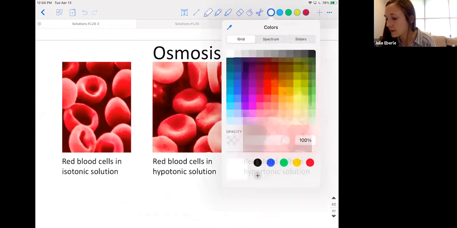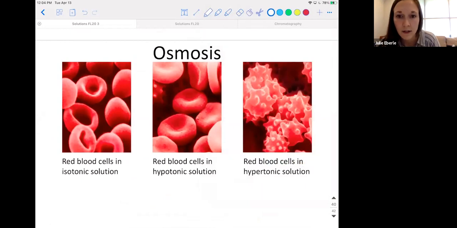look at these blood cells. So if you have red blood cells in isotonic solution, that means the outside solution has the same concentration of particles as the inner solution of the red blood cell. That's how red blood cells should look. They kind of look like a donut shape, right?